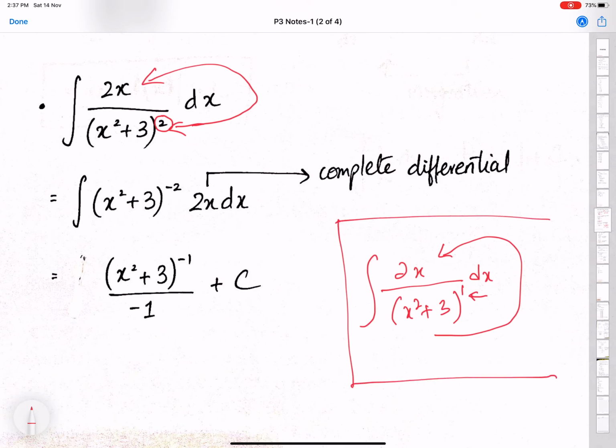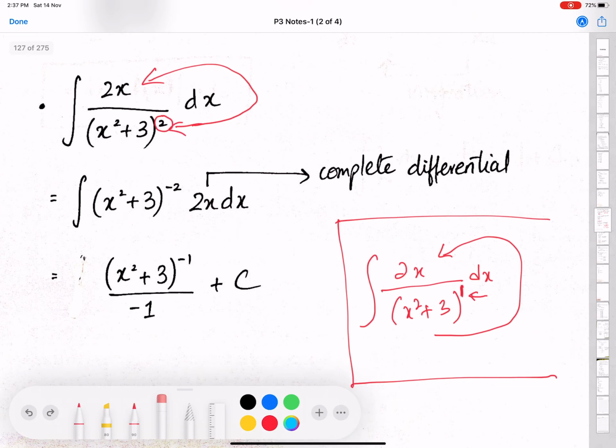So let me repeat this. If the power of the function is 1, then never bring the function in numerator. Leave the function in denominator. But when the power is anything except 1 and the function is in denominator, then always bring the function in numerator, like this.